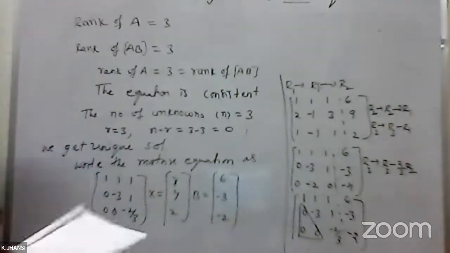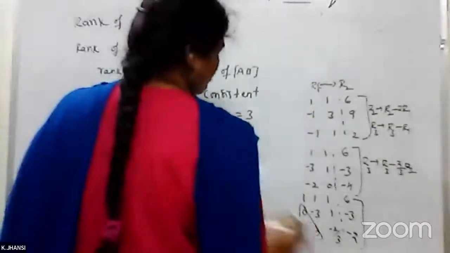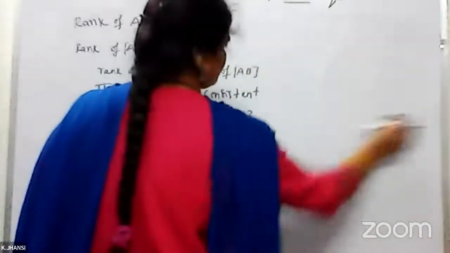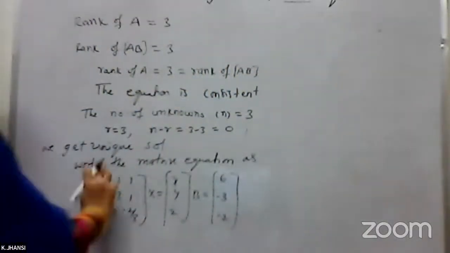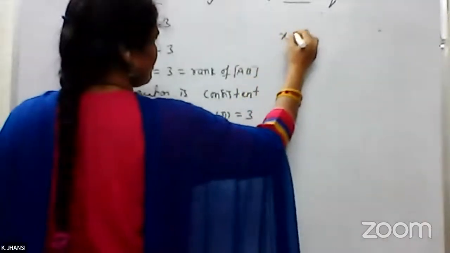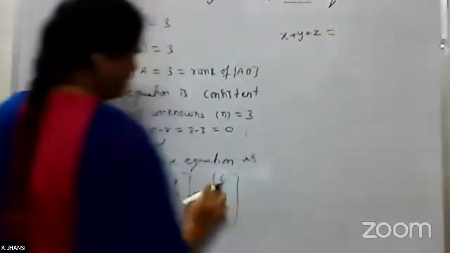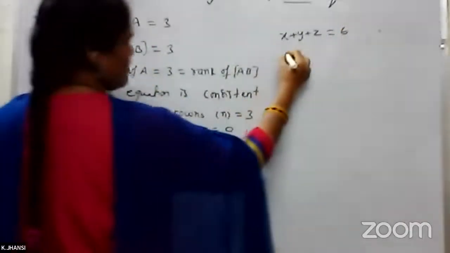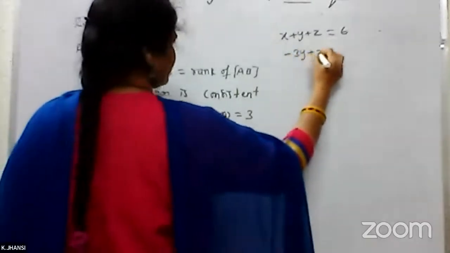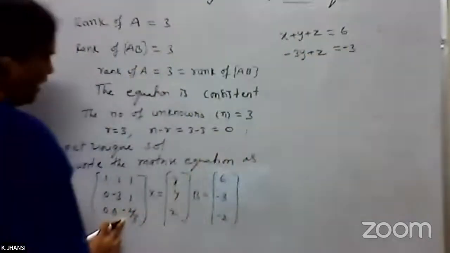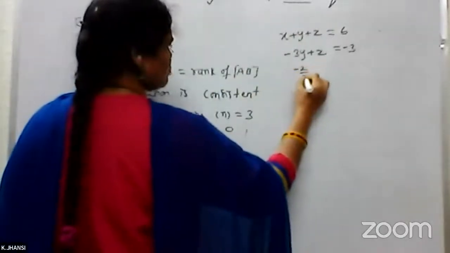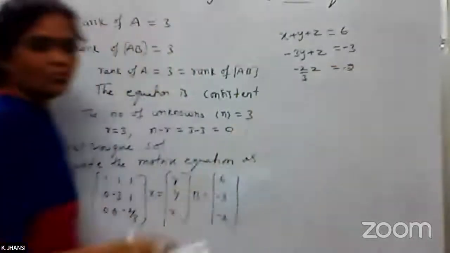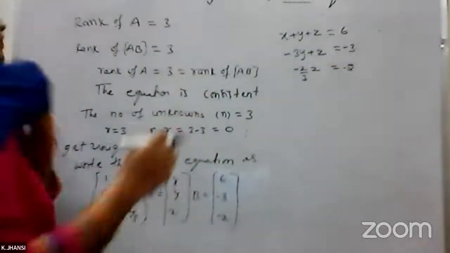Okay, this is our equation. Now you write the equations as x plus y plus z is equal to 6. Next, minus 3y plus z is equal to minus 3. And the last one is minus 2 by 3 z is equal to minus 2. So from these equations, we have to find x, y, z values.